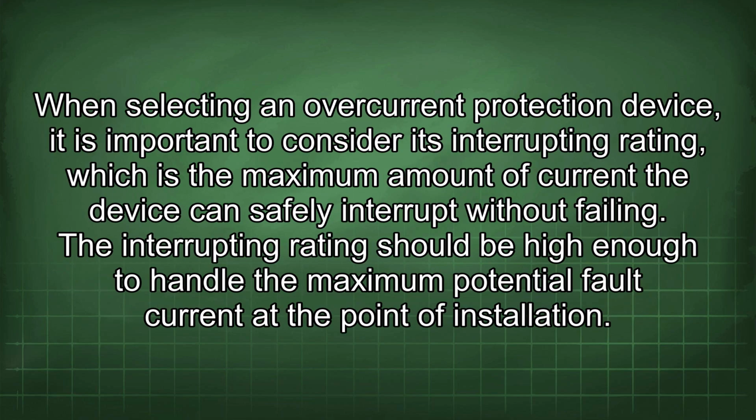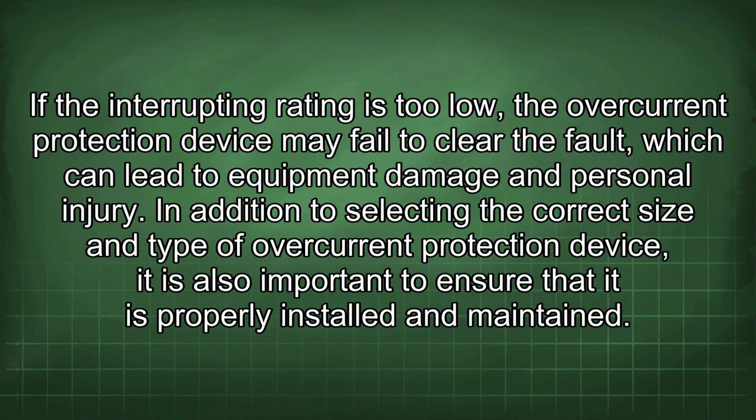When selecting an overcurrent protection device, it is important to consider its interrupting rating, which is the maximum amount of current the device can safely interrupt without failing. The interrupting rating should be high enough to handle the maximum potential fault current at the point of installation. If the interrupting rating is too low, the overcurrent protection device may fail to clear the fault, which can lead to equipment damage and personal injury.